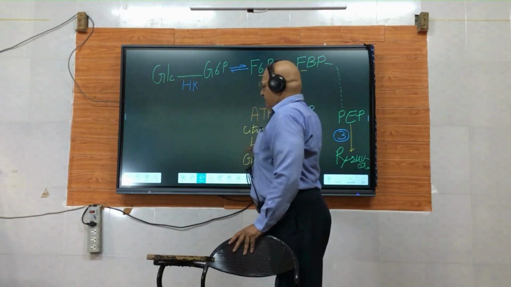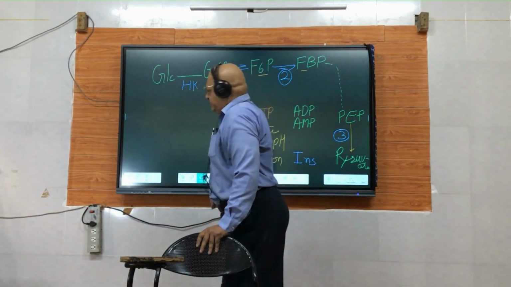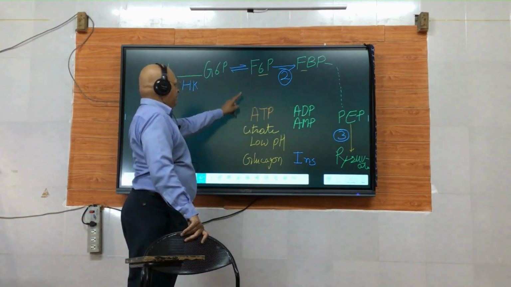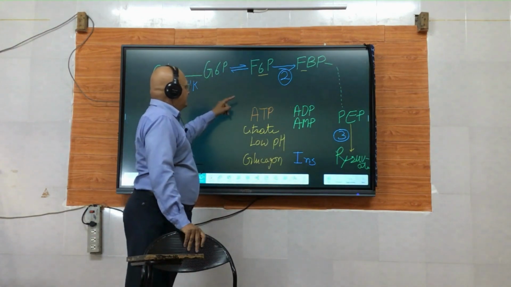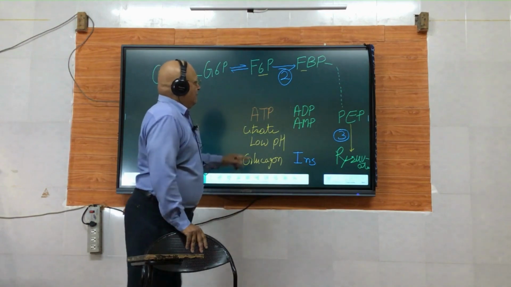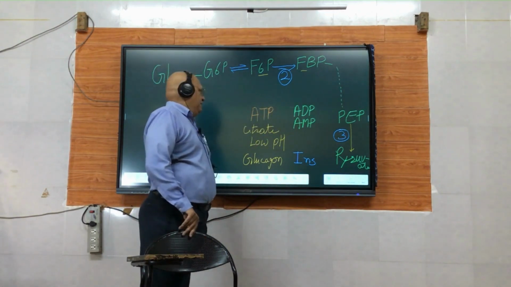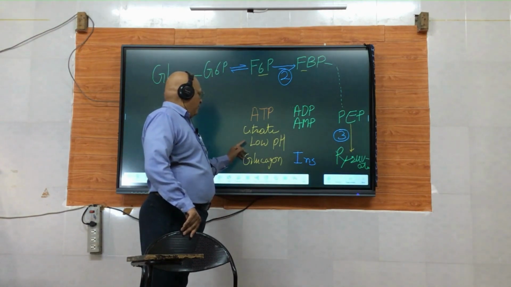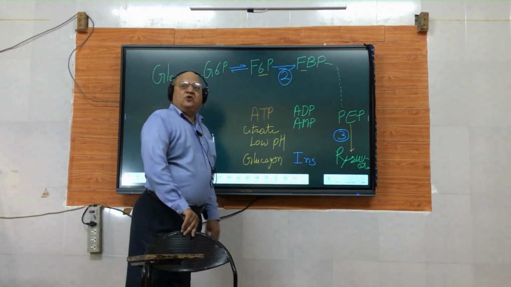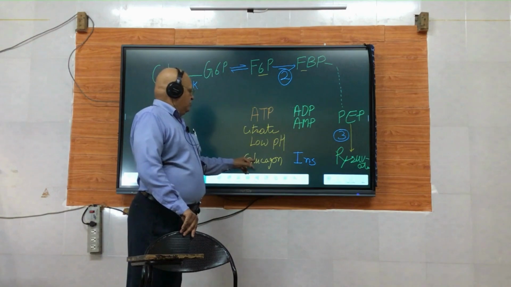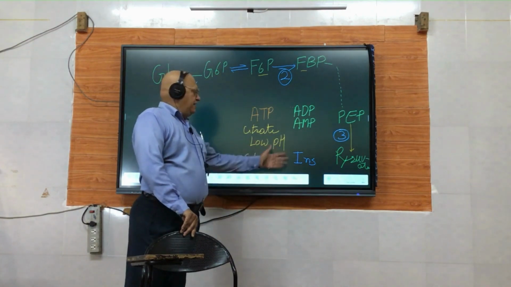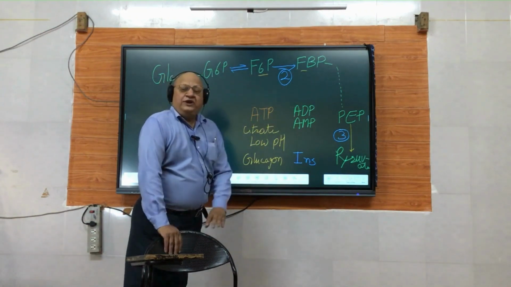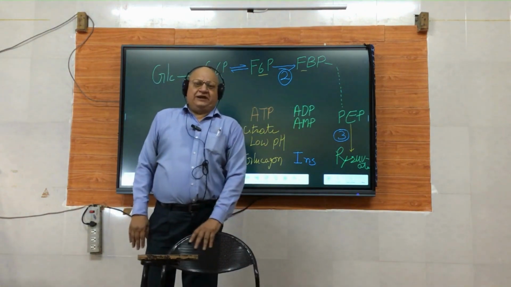The most important of all regulatory enzymes is phosphofructokinase, which we are going to discuss in detail. Phosphofructokinase is inhibited by ATP, but it is stimulated by ADP and AMP. It is inhibited by citrate and by low pH, and as far as hormonal regulation is concerned, glucagon is an inhibitor and insulin has a stimulatory influence. So we are now going to discuss the rationale behind them.